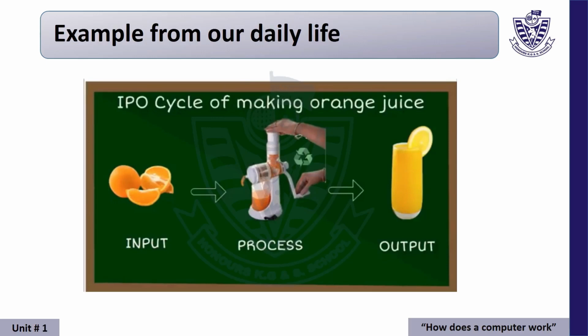We will take some ingredient that is orange. We will put this orange in the juicer machine and squeeze it. After squeezing, we will get orange juice. The first step is input, the second one is process, and the third one is output. Students, if we need more juice, then what will we do?